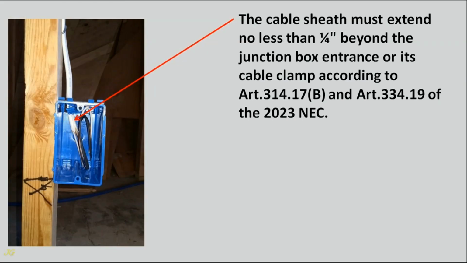The cable sheath must extend no less than 1/4 inch beyond the junction box entrance or its cable clamp according to Article 314.17b and Article 334.19 of the 2023 NEC.